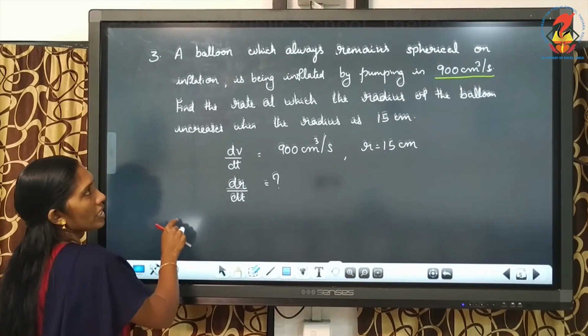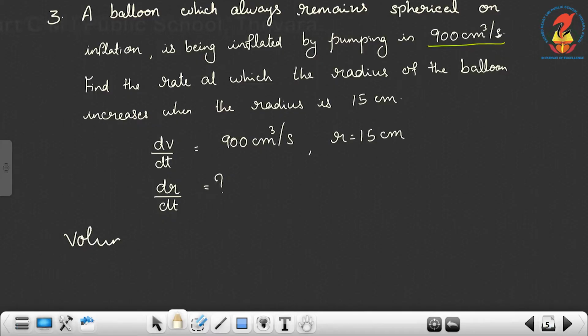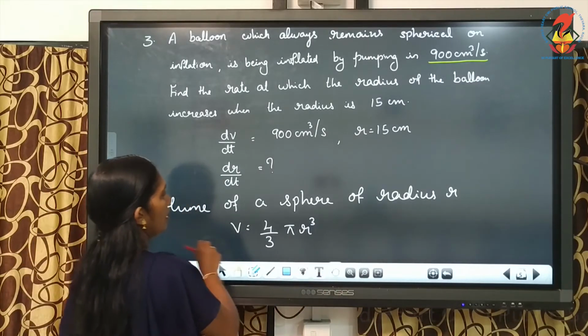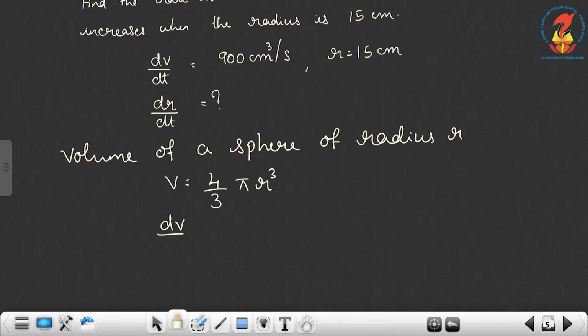So, what is the volume of the sphere? Volume of a sphere of radius r. V is equal to, what is the volume of sphere? 4 by 3 pi r cube. This is the volume of a sphere. Now, dV by dt is given. dV by dt is 900.